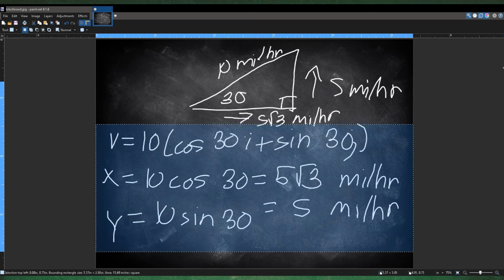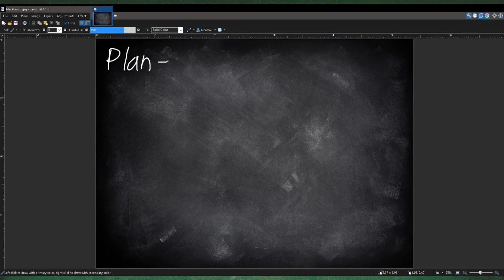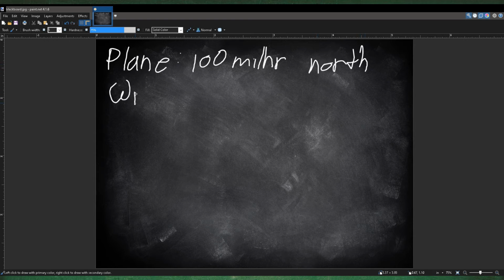Let's try a little bit harder one. So this is what happens when there is something acting on that object. Let's say you have a plane, right? A plane is moving 100 miles per hour, let's just say it's going north. And there's some kind of wind, right? That's usually the case. It's usually some kind of plane, and then wind is affecting it. So the wind is moving at, let's say, 10 miles per hour at north 60 degrees east.